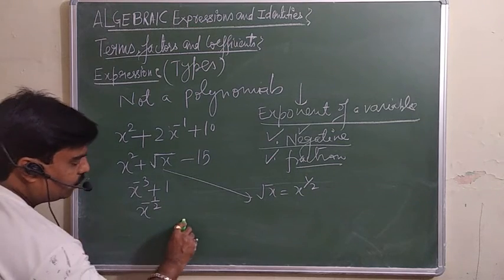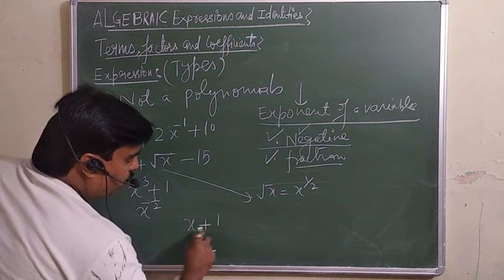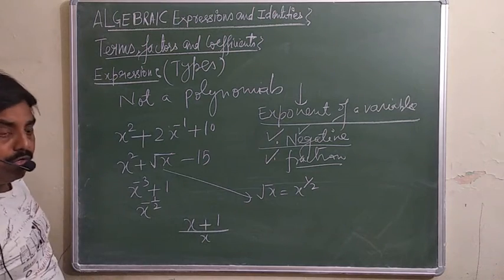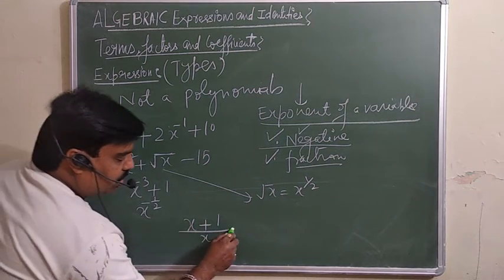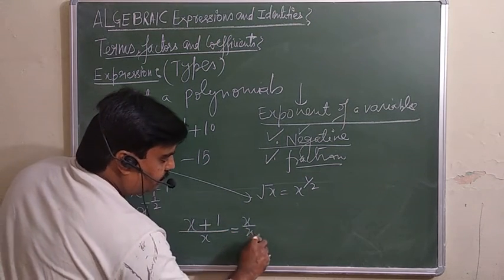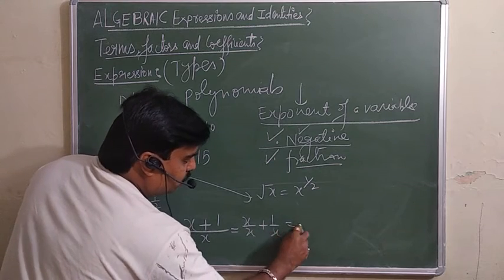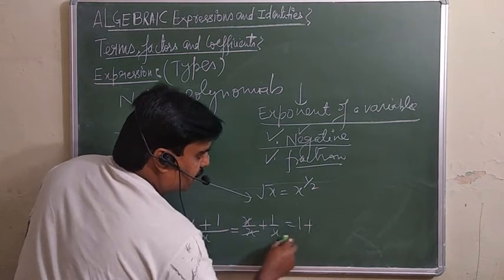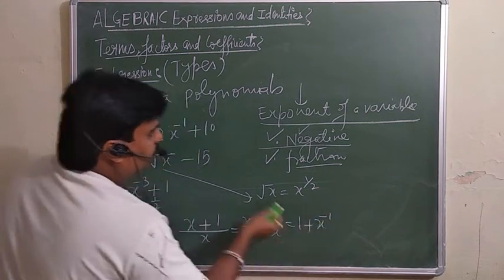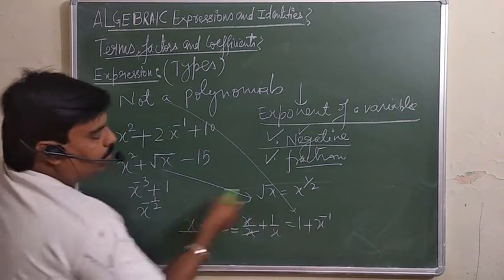Even sometimes we are going to write (x plus 1) whole over x. This is also not a polynomial because if we write x separately for both, what will come? x over x plus 1 over x. So you are getting 1 plus, the numerator goes to x to the power minus 1. So again, it is not a polynomial.